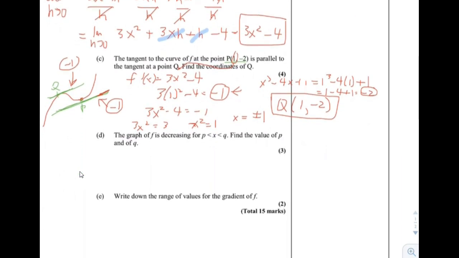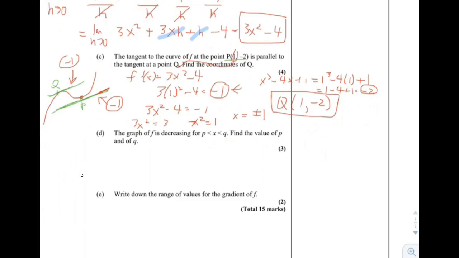Now, the graph of f is decreasing between 2 points. Find the value of p and of q. Okay. Let's see. The graph of f is decreasing. That's just another way of saying that the gradient of the function is negative. So when is the gradient, 3x squared minus 4, less than 0? Well, the first thing we're going to do is figure out when this is equal to 0. 3x squared minus 4, when is that equal to 0?